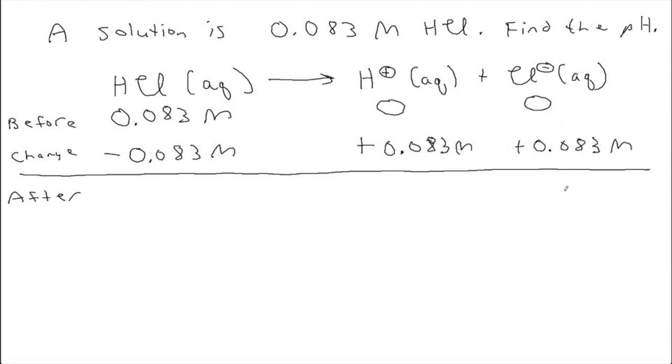So then what would our after amounts be? Well, we started with 0.083 molar of the HCl. We used up 0.083 molar of the HCl, so we're going to have 0 left. We started with no protons, and then we created 0.083 molar of protons. So how many protons do we end up with?